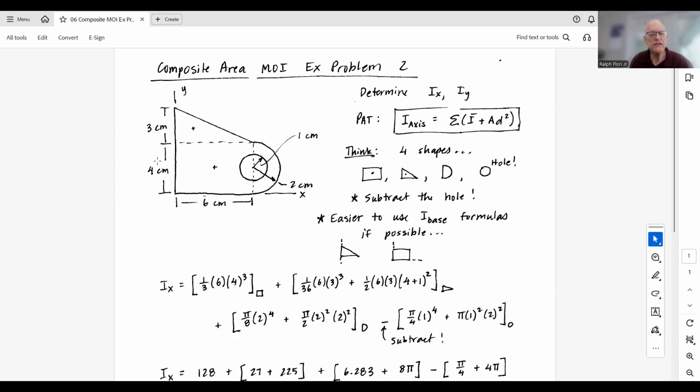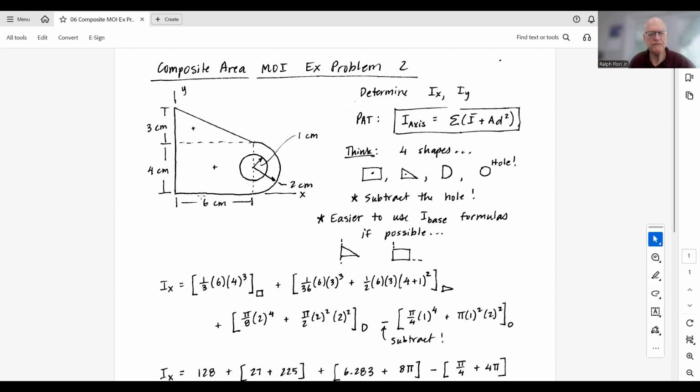The other thing to note is if a shape touches an axis, then it's easier to use the I-base formula if it's on your crib sheet. And so about the x-axis, my rectangle touches the x and it touches the y. So I can use the I-base for the rectangle about both the x and the y. The triangle touches the y, so I can use I-base about the y for it. It doesn't touch the x, so I have to use the full-blown I bar plus AD squared term for this triangle about the x. So think about your strategy as you start one of these problems and make sure you cover your bases.